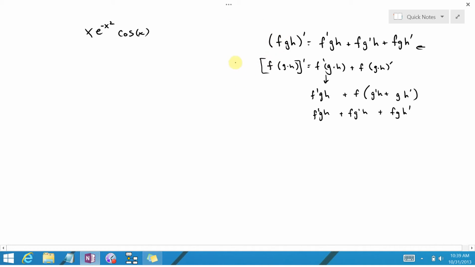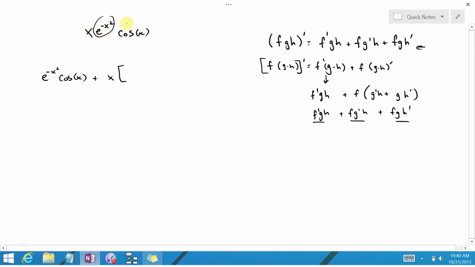So either way, this is the game you play when you're multiplying three things. So we have to take the derivative of each of these guys. So the derivative of x is easy, it's just 1. So the first term is e to the negative x squared cosine of x. What are we adding on? We're adding x times the derivative of this monster. And then we're going to multiply by cos x at the end.